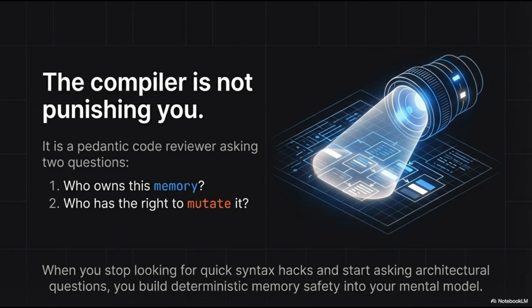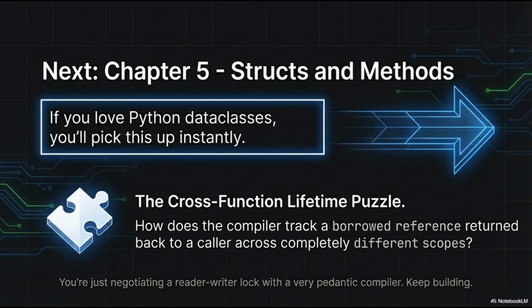Looking ahead in your journey through the book, Chapter 5 is going to cover structs and methods. If you love Python data classes, you're going to pick that up instantly. For sure. And then Chapter 6 introduces enums and pattern matching, which honestly might ruin other languages for you because it is just that powerful. It really is. But before we wrap up today, there is a lingering architectural puzzle I want you to think about. Ooh, what is it?